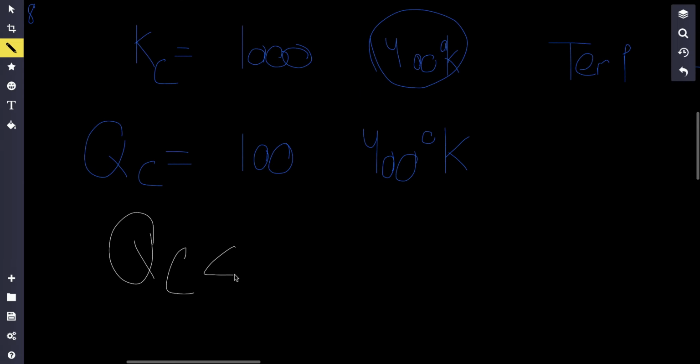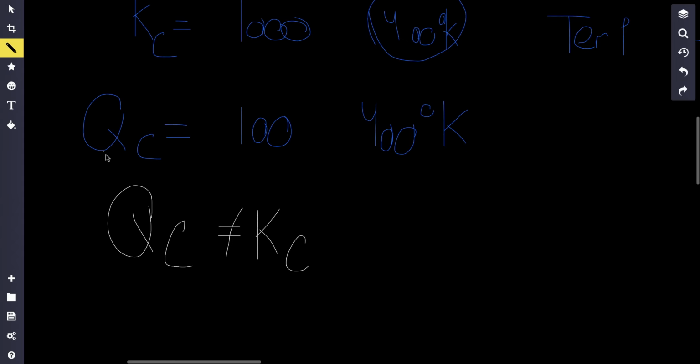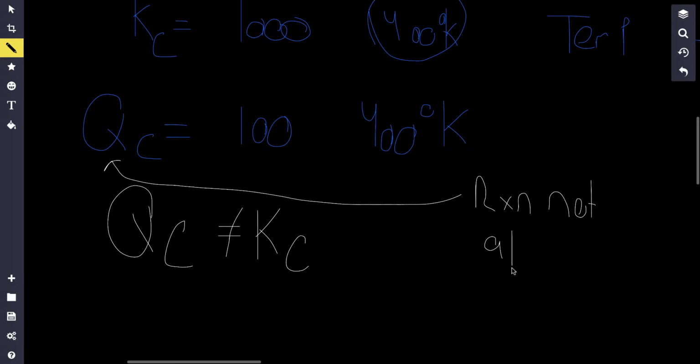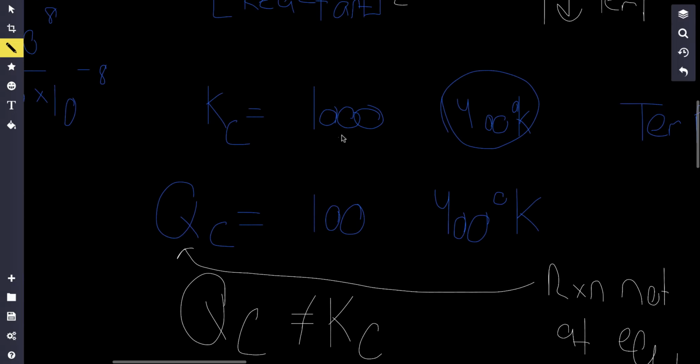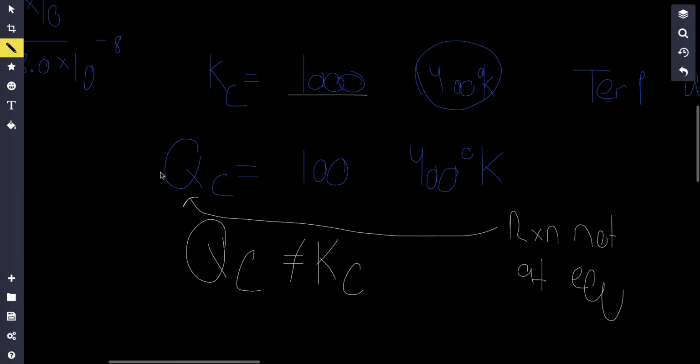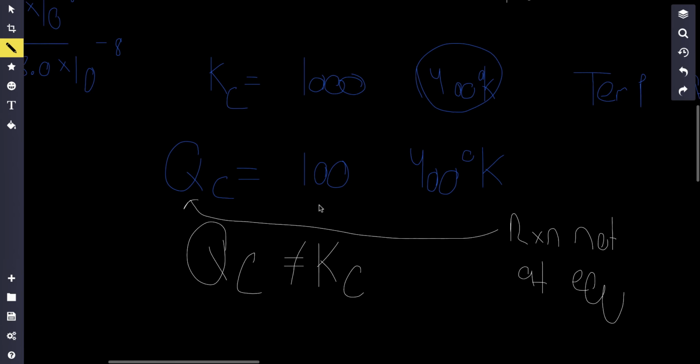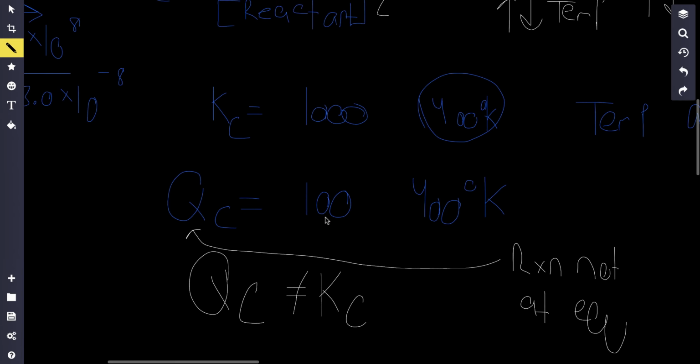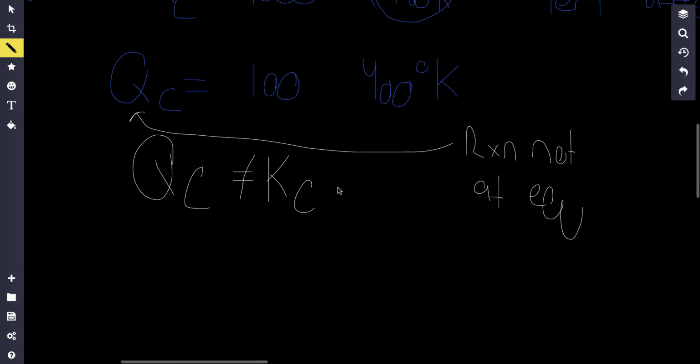Now, in this case, first of all, you notice that the reaction quotient is not equal to the equilibrium constant. And that means that at the moment in time when you take the reaction quotient, your reaction is not at equilibrium, right? The equilibrium constant is 1,000, but your reaction quotient, you took it at some moment in time and it's not 1,000. So your reaction is not at equilibrium because the concentrations of the products and the reactants are not the same as if it was at equilibrium.